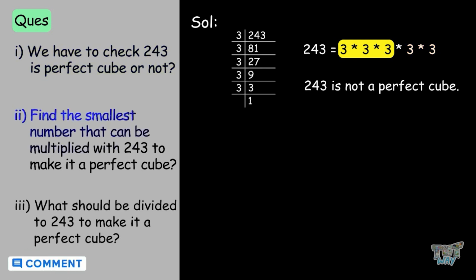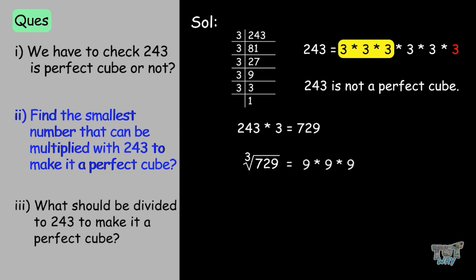That is finding the smallest number that can be multiplied with 243 to make it a perfect cube. The prime factorization of 243 is short of one 3, so it should be multiplied with 3 to make it a perfect cube. So 243 can be multiplied with 3 to get 729. And yes, 729 is a perfect cube. Its cube root is 9. 9 times 9 times 9 is 729. So we have finished the second part of the question.